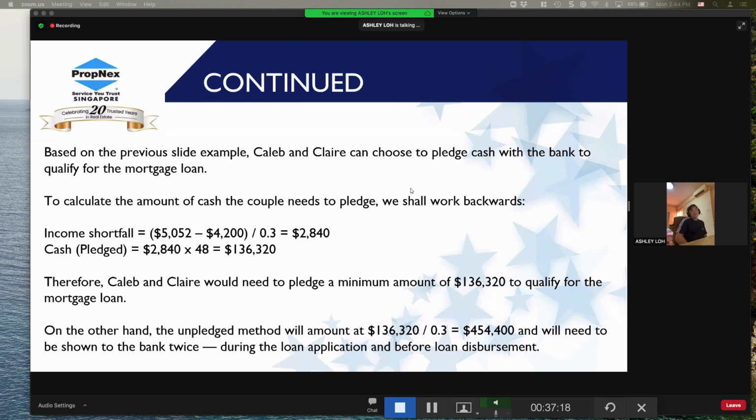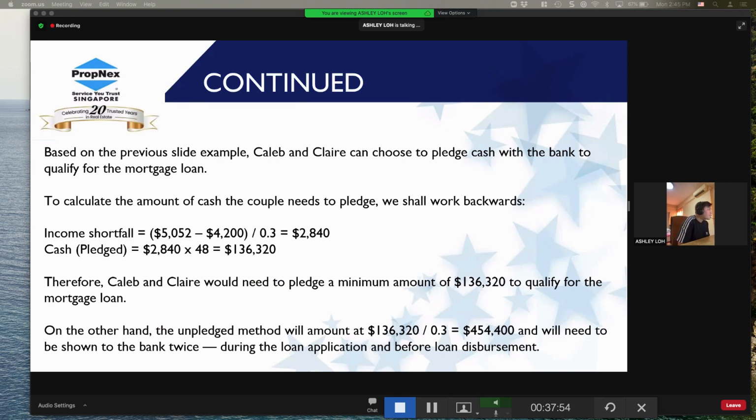Okay, so income shortfall. You take the 5052 that you need to deduct the $4,200 away. So I'm actually short of maybe $852. Okay, $852 based on MSR. I actually need to earn another 2840 combined on top of my 14,000 income. So technically that is 16,840.